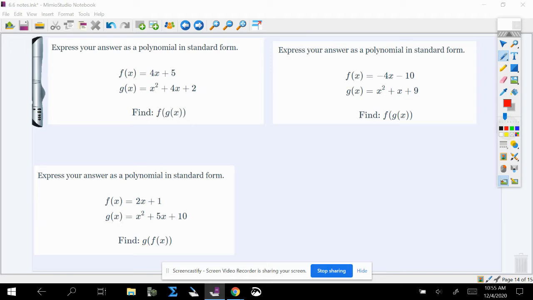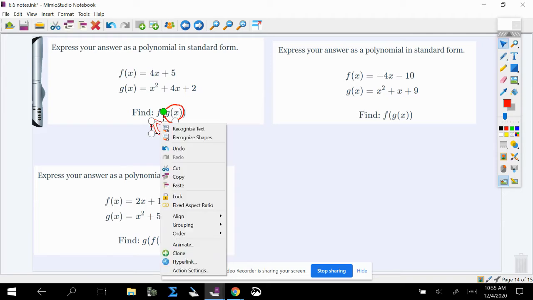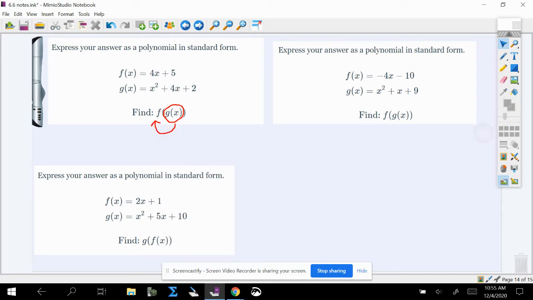So here's how you want to work, and I'm going to color code a lot because I think that helps. When you do this, you're going to take the inner function. We always work inside out with compositions, and you're going to put that entire inside function into the outer function. So you're going to take the entire g function, which is all of this right here, and do a substitution into the f function where you see the variable x.